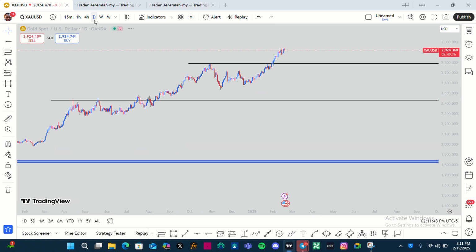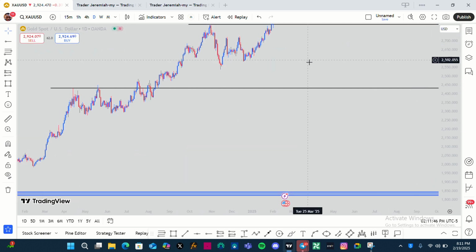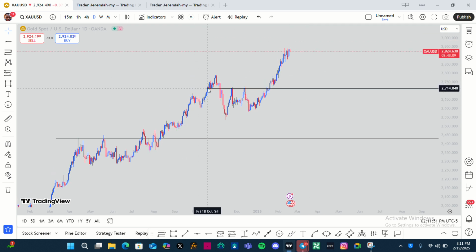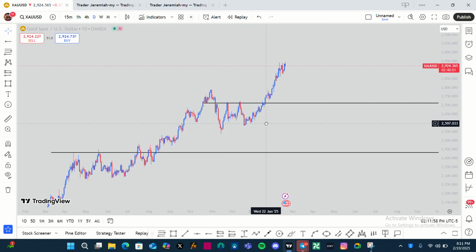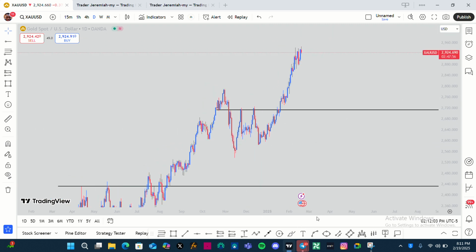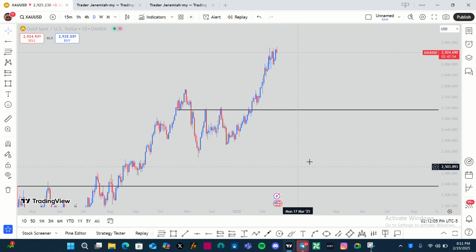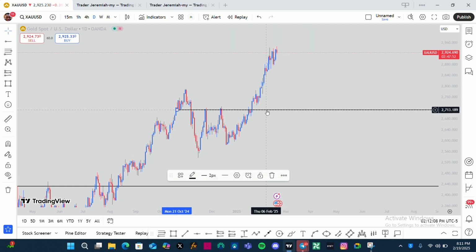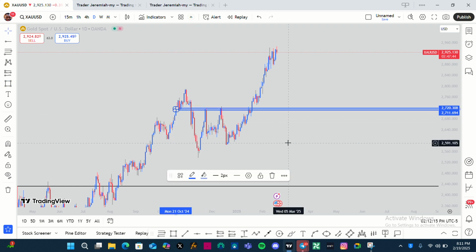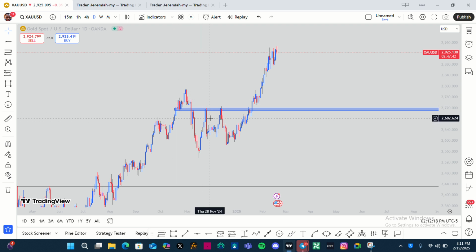If I go down to the daily time frame, there was a key level at this region. This is the first touch, this is the second touch, and this is the third touch. Basically on this trade, I'll be waiting for price to retrace back to maybe this region and start heading higher. If I wanted to draw the zone, I will draw it from here, so it's going to be like this. This is the first touch, the second one, and the third one.